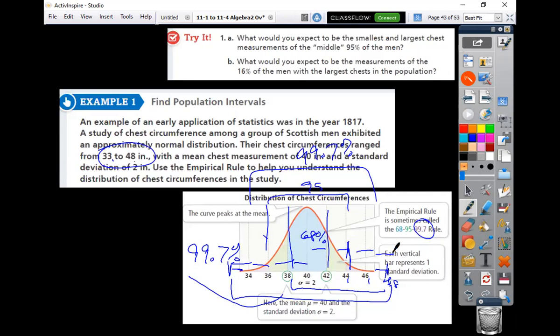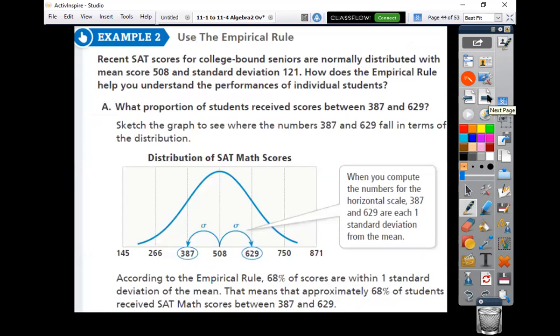Okay, so that's just saying that we weren't supposed to find the percent. If it did say from 34 to 46, that would be my 99.7% of the data.